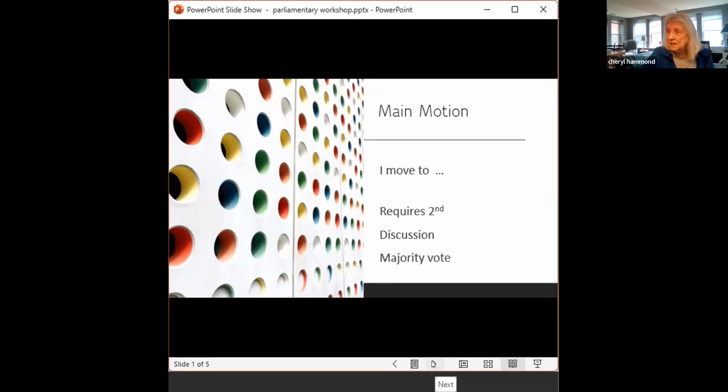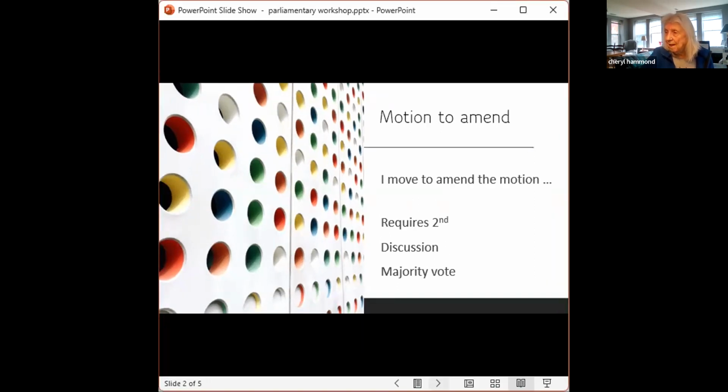Moving to the second type of motion, that's the motion to amend. If you want to amend, suppose you're pretty happy with the motion, but it really needs a tweak. For example, on the bicycle motion, you want to install the bike rack, but if it's too expensive, you don't want to. So you might say, I move to amend the motion to install the bicycle rack if it costs less than, insert the words if it costs less than $200.